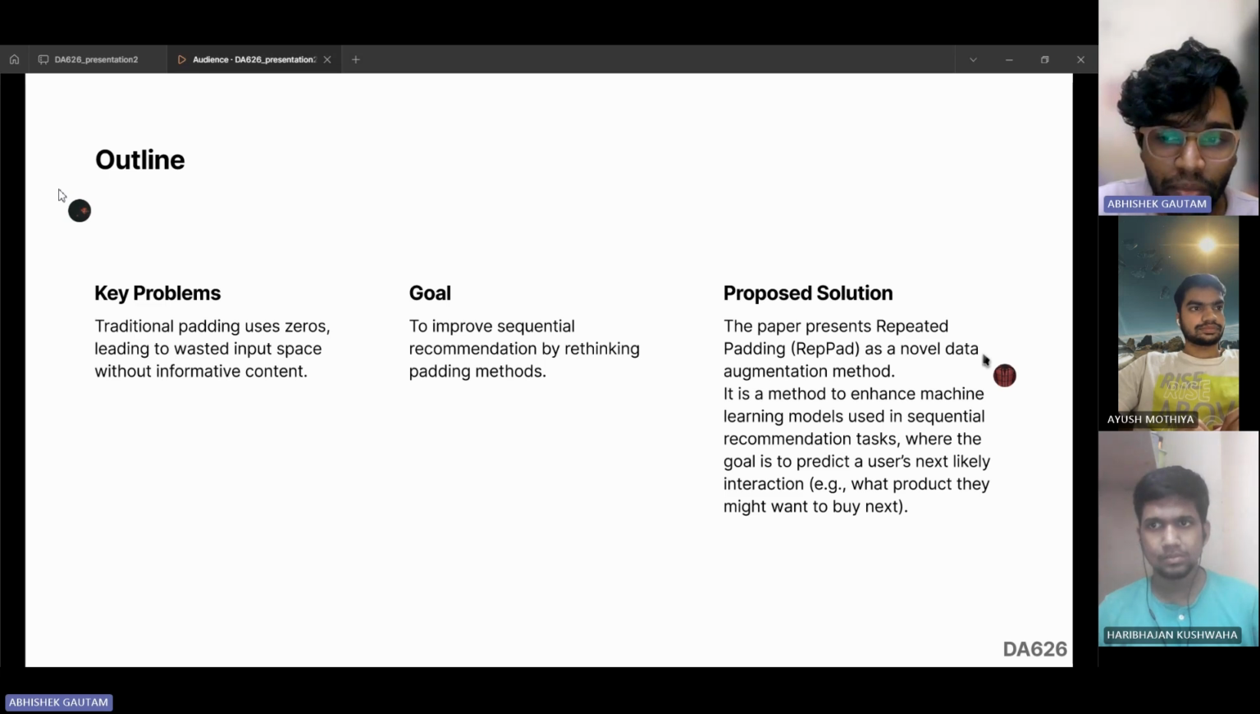So the paper proposes the solution as follows. To address this problem, we propose a novel approach called repeated padding, in short RepPad. RepPad is a data augmentation method designed specifically for sequential recommendation tasks. In these tasks, the model's objective is to predict a user's next likely interaction, such as what product or service they might want to engage with next. Our solution leverages the idle padding space by filling it with meaningful data from the sequence itself, making the padding content more informative. RepPad is a simple yet effective strategy that can significantly enhance the performance of the recommendation model without requiring any additional parameters or complex training process.